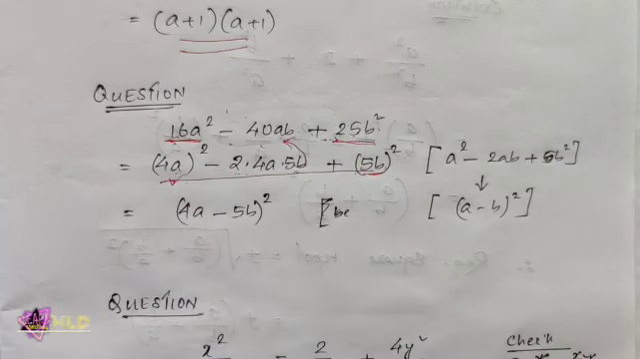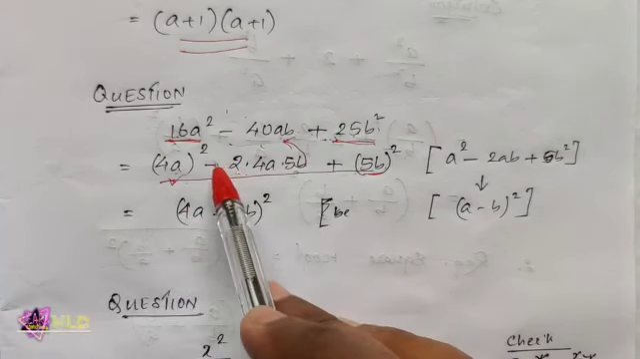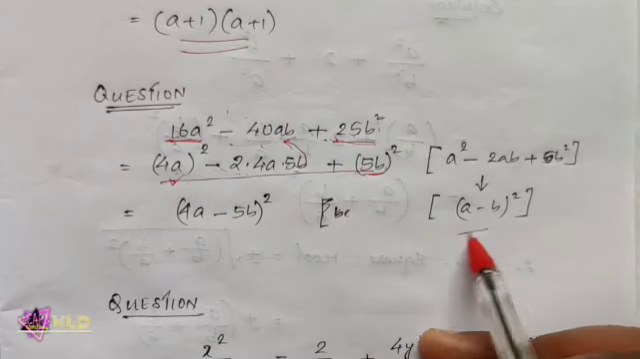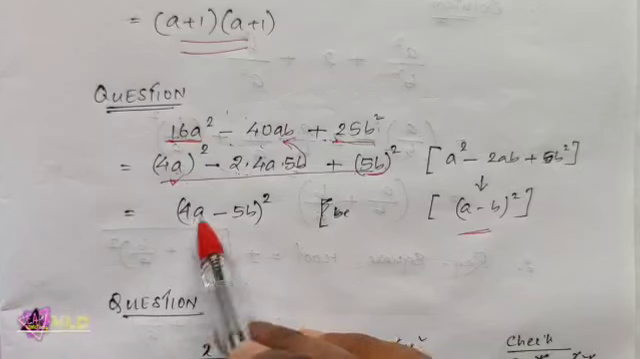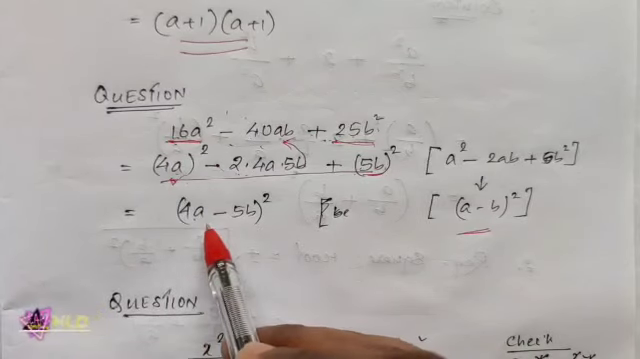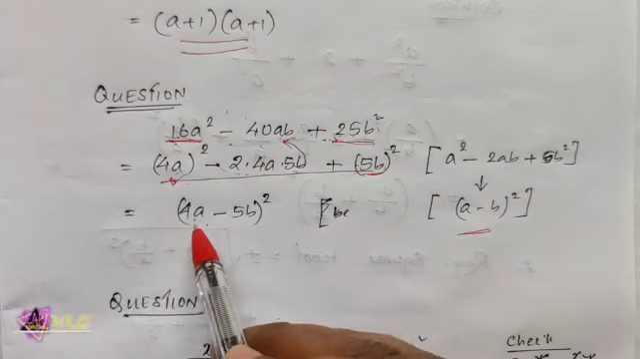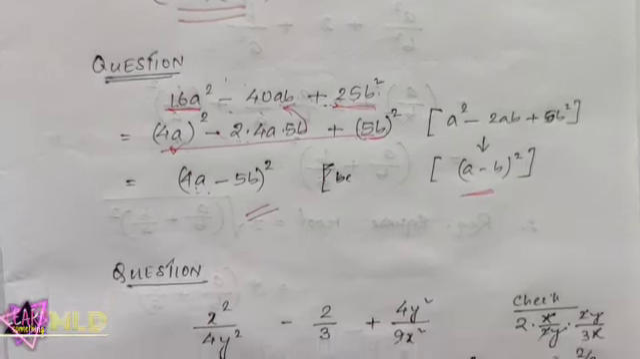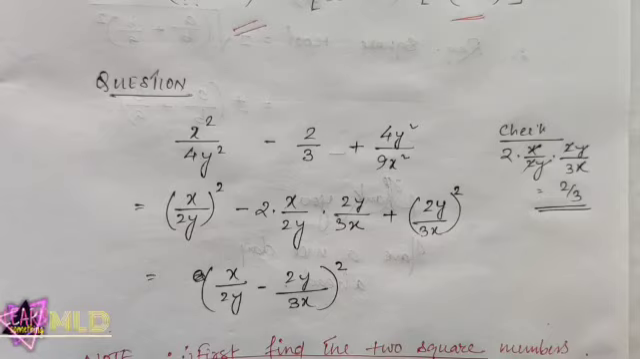Now it will be a plus b whole square or a minus b whole square. As I have explained, see the middle term, it is negative, so it will be a minus b whole square. As we have already said, 4a is the first term, 5b is the second term, so first term minus second term whole square. So this is already factorized. Let us see another one.